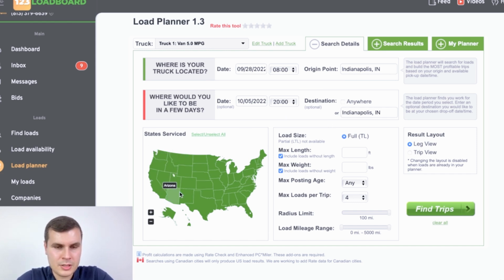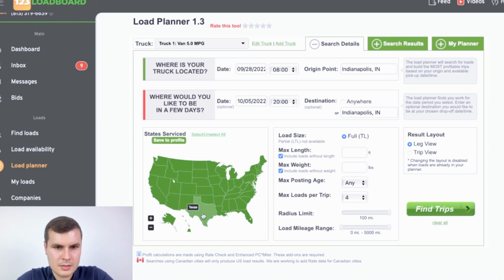Here, states served, I can choose specific states where this carrier operates. If I have limits, for now I'm just going to leave it, all the states. So see how this works. Oh yeah, I can choose certain regions. I'm not going to do that now. Let's give it full freedom and let's see what kind of route plan it creates for us. So load size here, I can only choose full loads. This will not help me with partial load consolidation. Maximum lengths, of course, 53 feet.